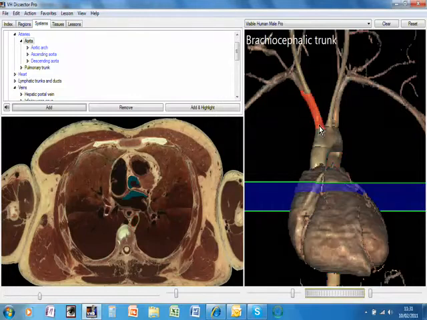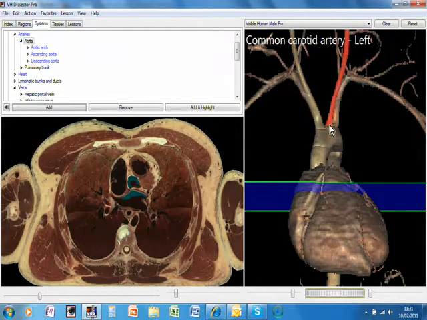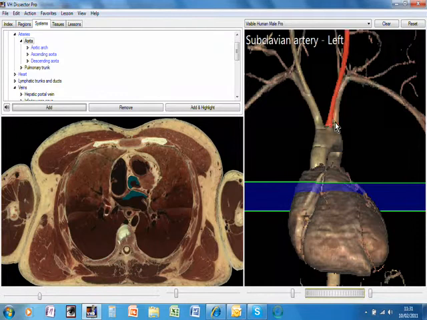There are 3 major vessels that come off the arch of the aorta. On the right, the brachiocephalic trunk. On the left, the common carotid artery and the left subclavian artery.